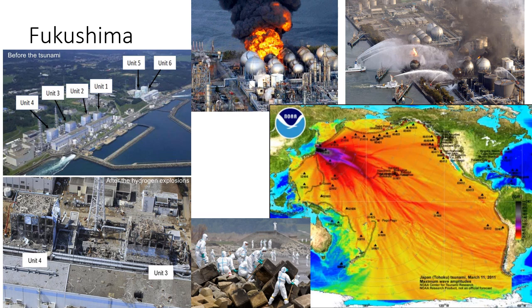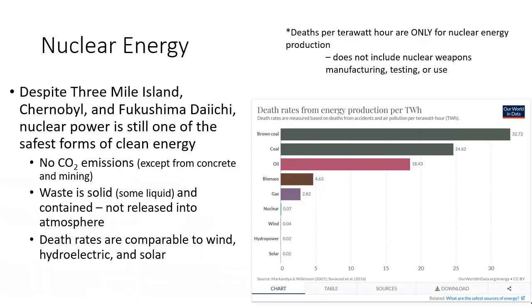You can see the radiation that spread throughout the Pacific Ocean Basin. So radiation levels were detected all around the Pacific Ocean. That is definitely bad, but it could have been a lot worse. And then some of the cleanup efforts, fighting the fires, etc. So those 3 disasters have really impacted perception of nuclear energy worldwide.